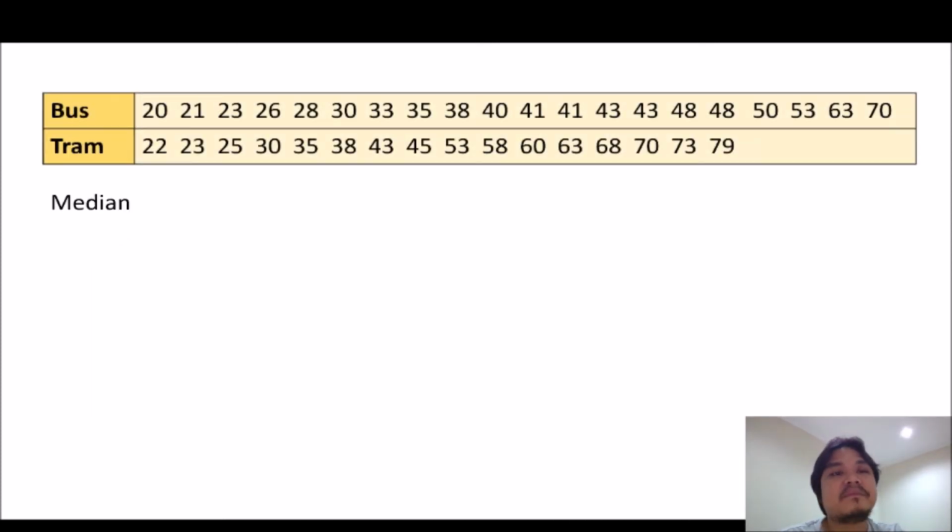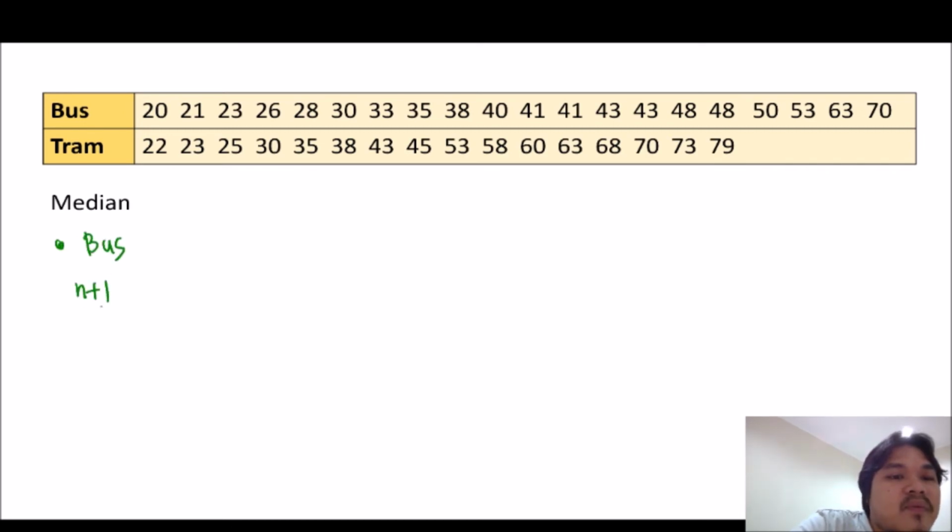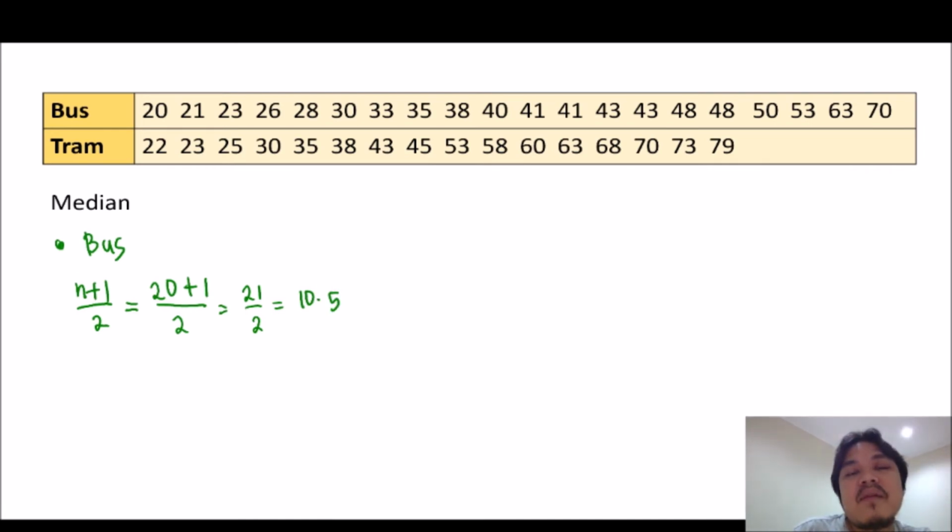Let's have the median. For both bus and tram, the data is already arranged in ascending order. Let's start with finding the median for the bus. Using the formula n plus 1 over 2, it will give us the order for which we can find the data. We have 20 scores for the bus. So 20 plus 1 over 2 will be 21 divided by 2, which is 10.5.